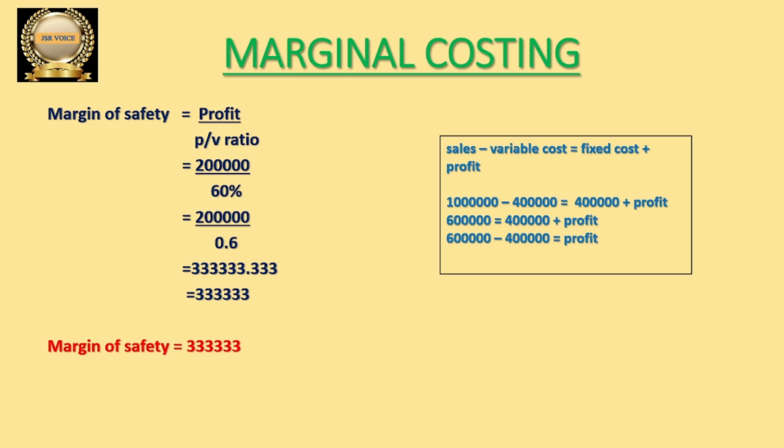I have taken this formula, and first I have to find out profit with the information available in the question. So in the question, what information is available? Sales, variable cost, fixed cost information is there. Profit I have to find out. In the previous problems in this video, we have taken the marginal costing equation. See here, sales minus variable cost is equal to fixed cost plus profit. Okay, that is the marginal costing equation.